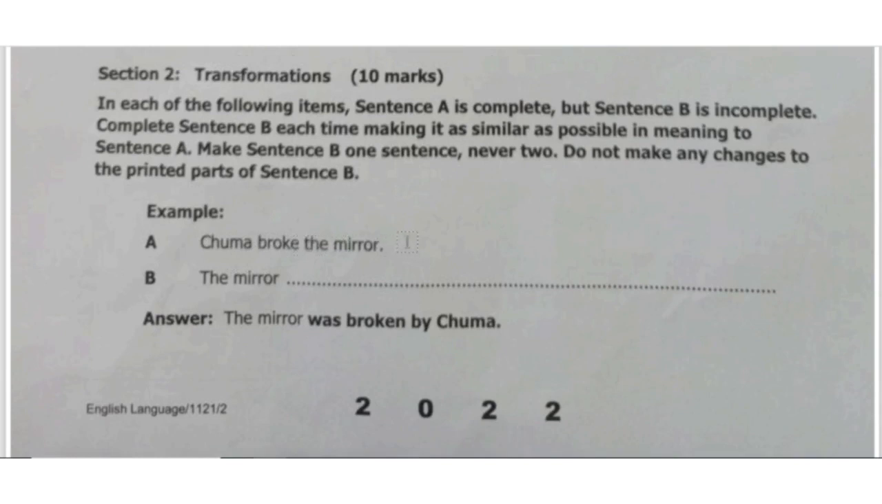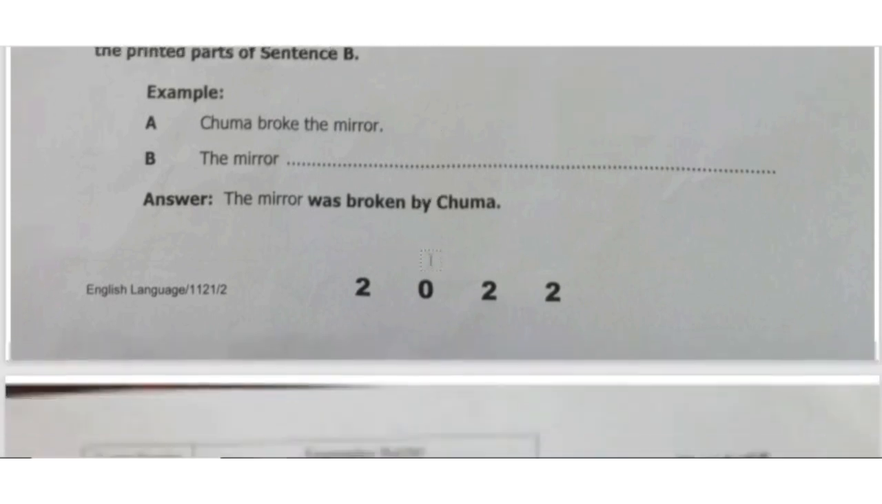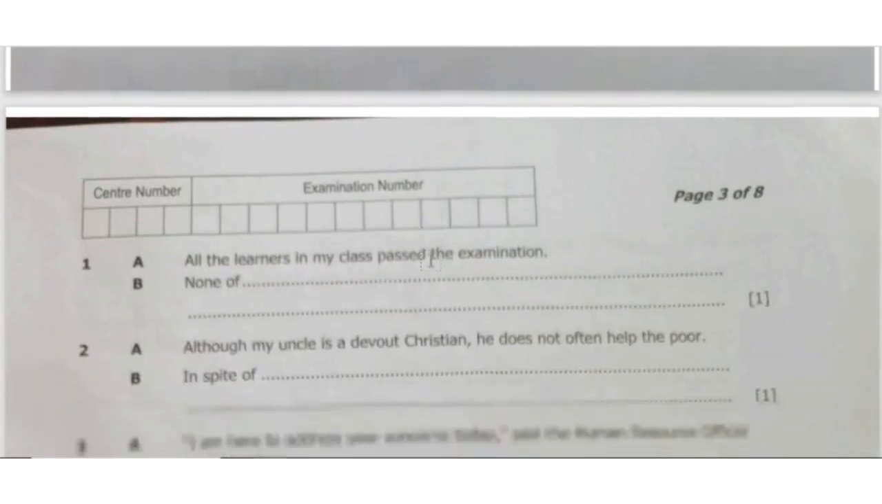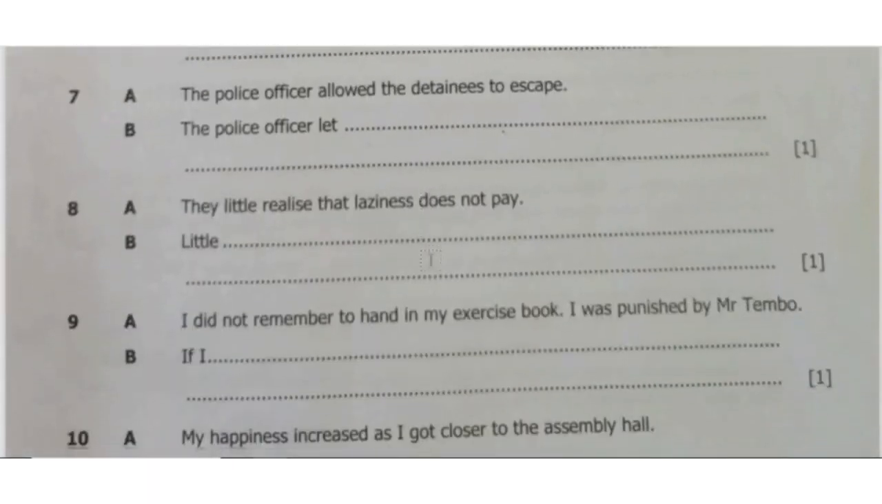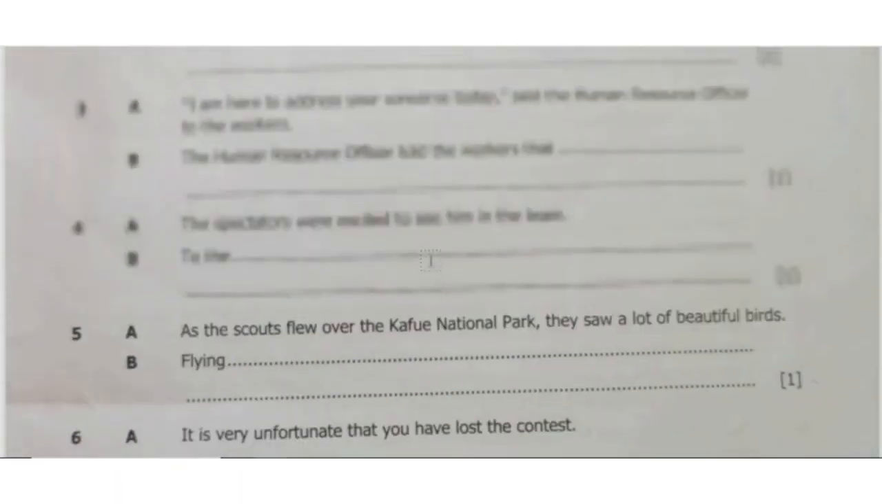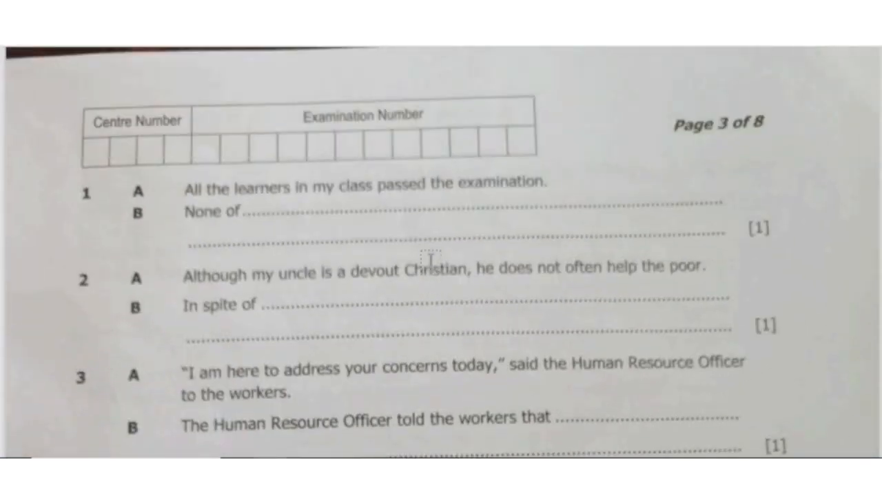Chuma broke the mirror. The mirror, so you start with what was broken. So the mirror was broken by Chuma. Okay, so they are telling us that we don't change the beginning of the sentence or the printed part of the sentence. So we just have to complete the sentence using whatever they have printed. Okay, so there will be 10. As you can see, there are 10 questions in this section, so we need to complete all of them.